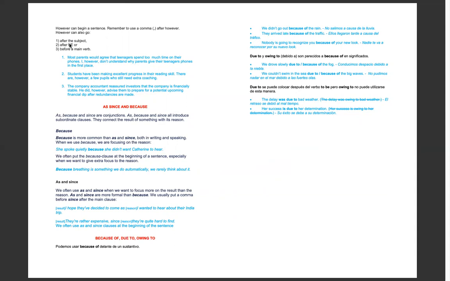Number 2, after be. Students have been making excellent progress in their reading skills. They are, however, a few pupils who still need extra coaching. Before a main verb, the company accountant reassured investors that the company is financially stable. He did, however, advise them to prepare for a potential upcoming financial dip after redundancies are made.